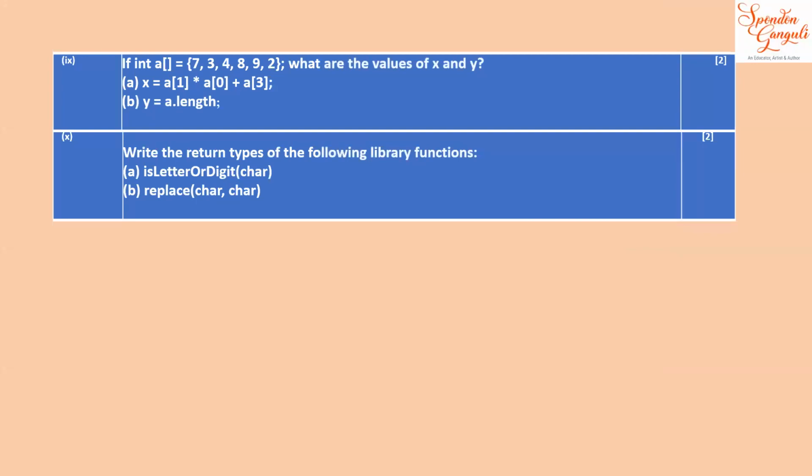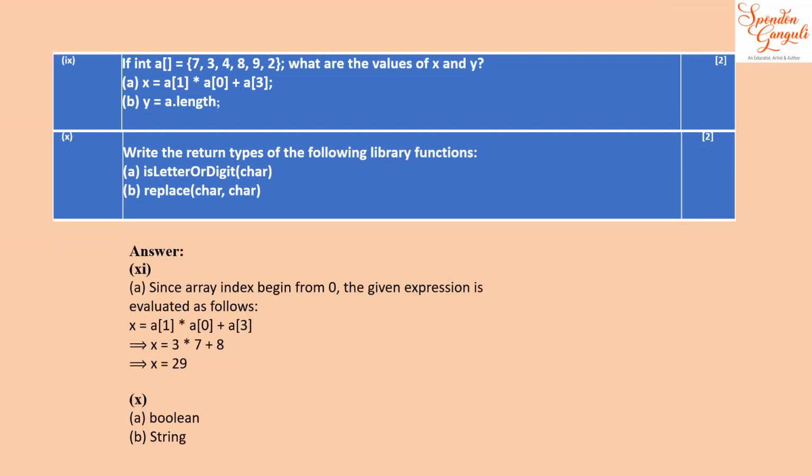Next question. If int array a has the data 7, 3, 4, 8, 9, 2, sorry, I'm repeating again, array a having the data 7, 3, 4, 8, 9, 2. What are the values of x and y? And the next question is, write the return type of the following library functions: isLetterOrDigit and replace. Let's see the answer.